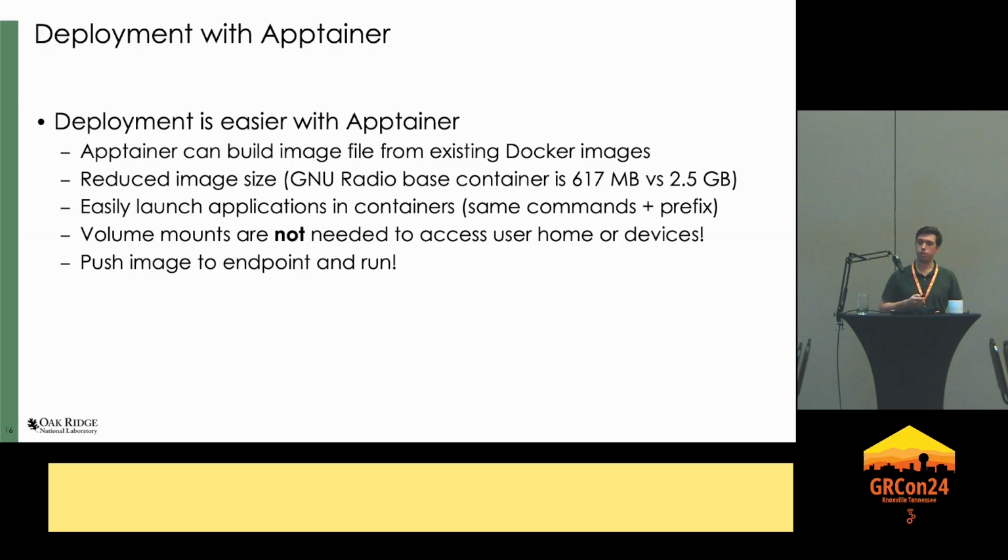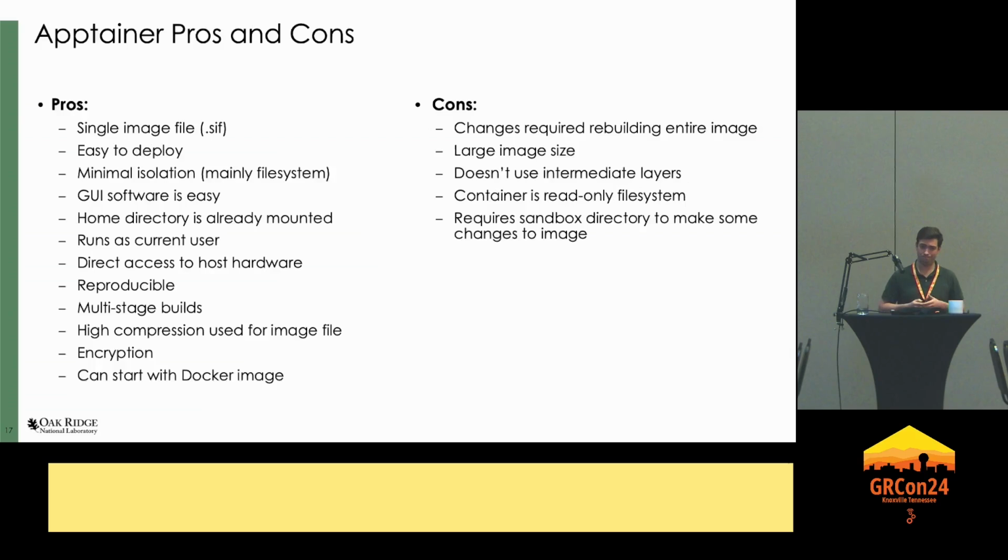Like I mentioned previously, because Aptainer has less strict isolation, it's much easier to run things and access hardware and access host folders and files inside the container. You basically don't need volume mounts anymore. It just has direct access to everything. And the idea is you basically can just push this image file to your host and just run it.